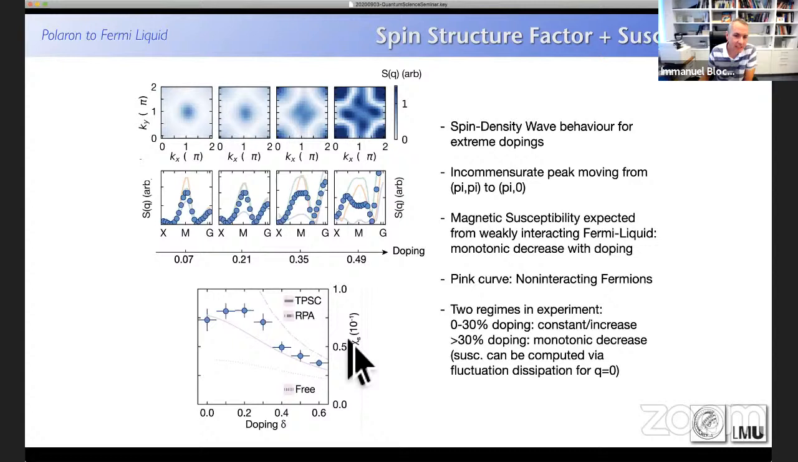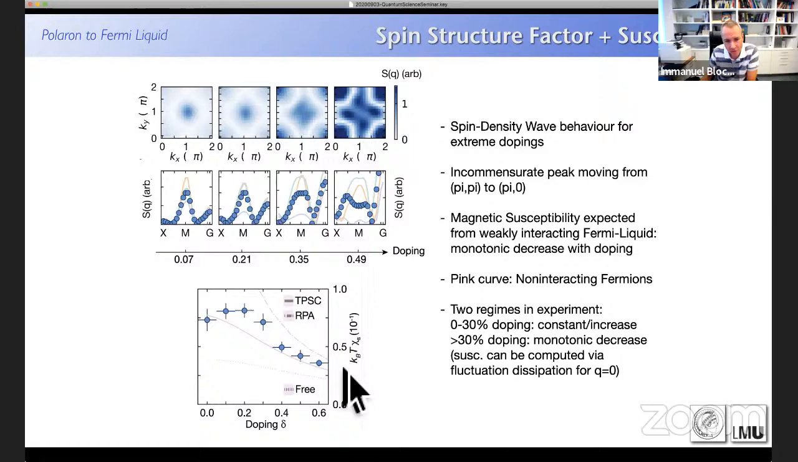The spin susceptibility we can measure by the fluctuation dissipation theorem. So we can just look at the spin fluctuations in a finite region of space, again a non-local measurement, and from that deduce the spin susceptibility. That shows, again, a very non-Fermi liquid-like behavior initially, and then around 30% doping, it turns into the more Fermi liquid-like behavior that we expect in this high doping regime.